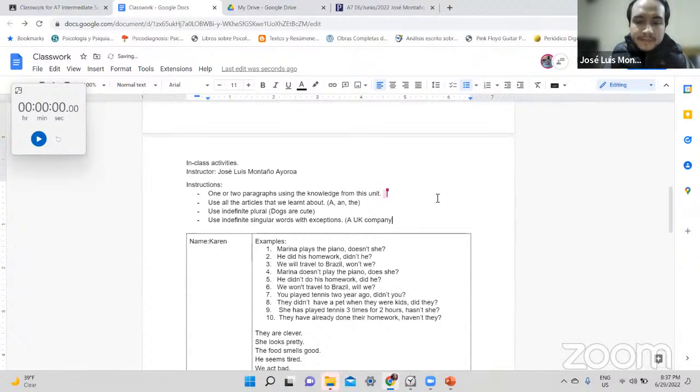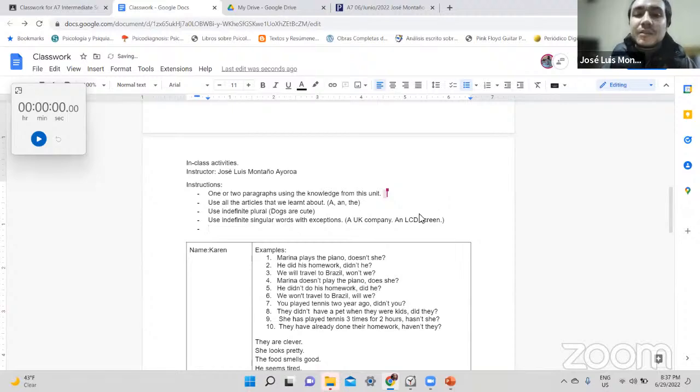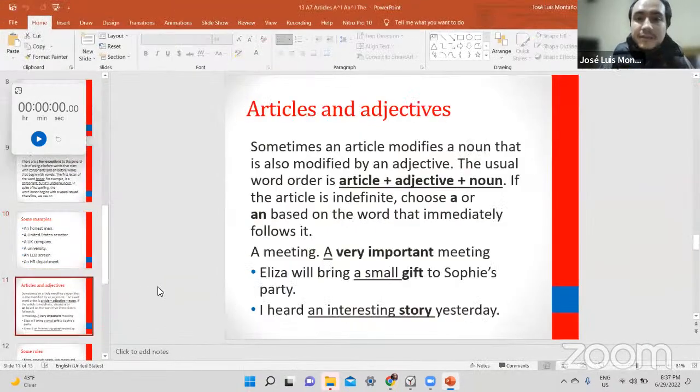Or an LCD screen. Those are examples. That's what I mean that you need exceptions. So we're covering everything that we have here. Then this one as well.